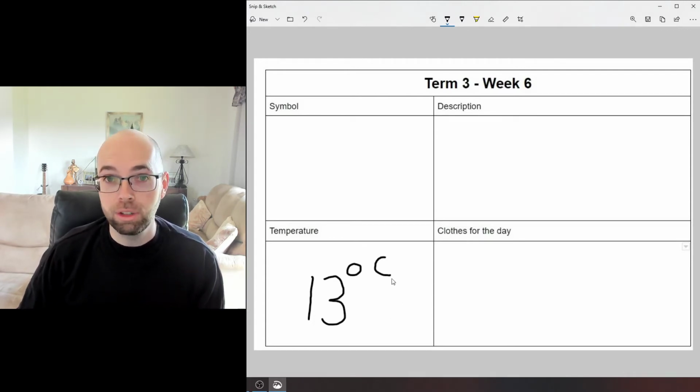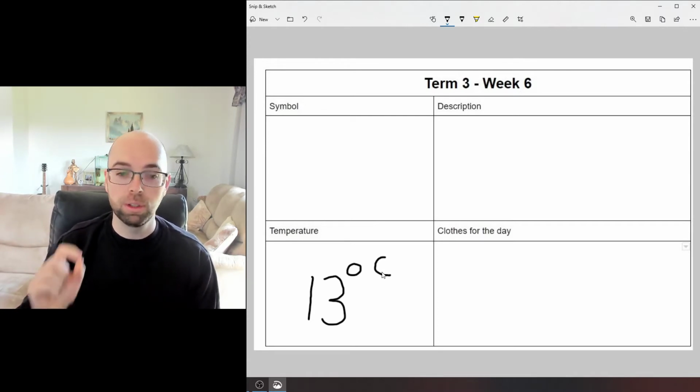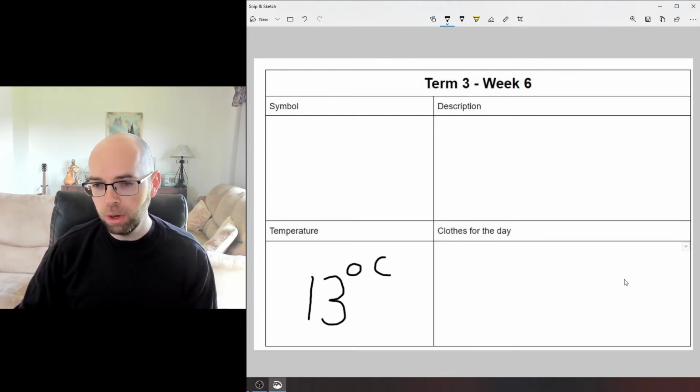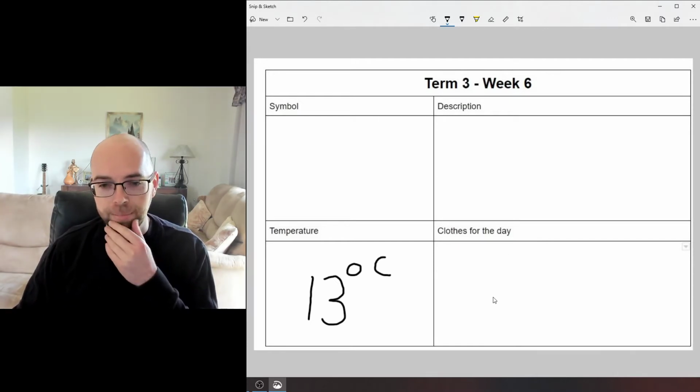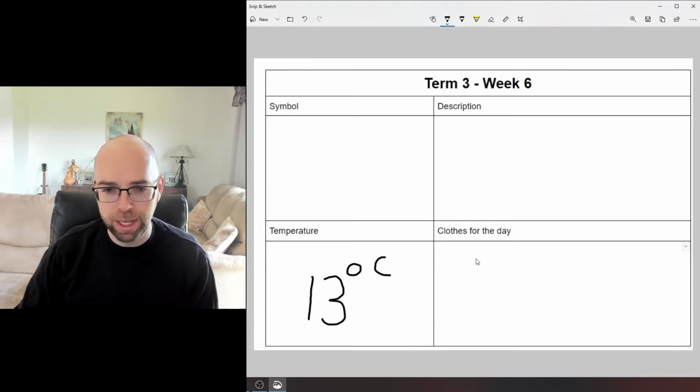All right. Now in Australia, when we talk about temperature, we talk about it in degrees Celsius. So we'll do the circle and the C. Now, because it's a cool day today, what type of clothes would I wear on a day like this? Maybe should I draw some swimmers? No, I don't think it's a good day for swimming today. I'd be freezing. Okay, I don't think I'd wear a singlet today. I actually think I need a jumper. So I'm going to draw a jumper here.